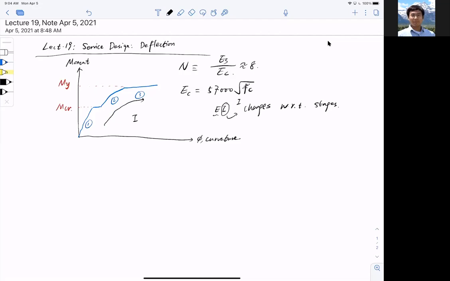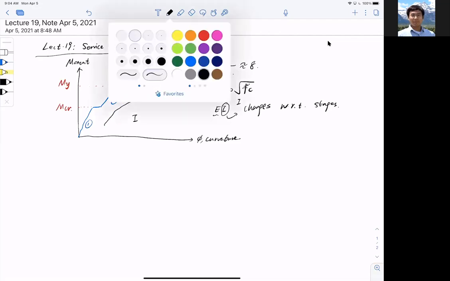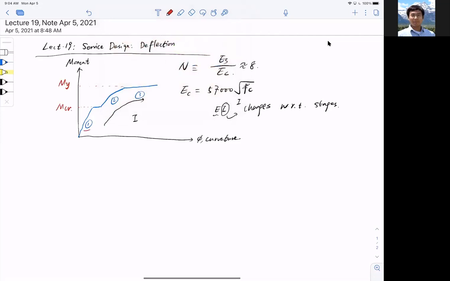But for all intents and purposes in our design, we only care about stage 1 and stage 2. We don't really care about deflection at stage 3. And the reason for that is at stage 3, the beam is going through failure. The steel yielded, the concrete gradually becomes crushed. So we don't really care about deflection anymore.